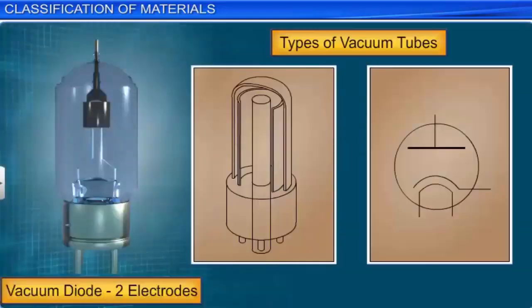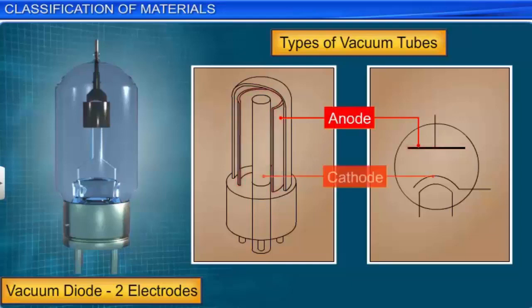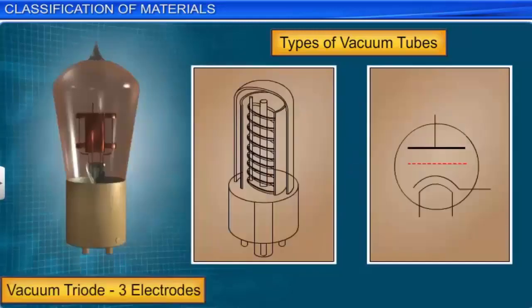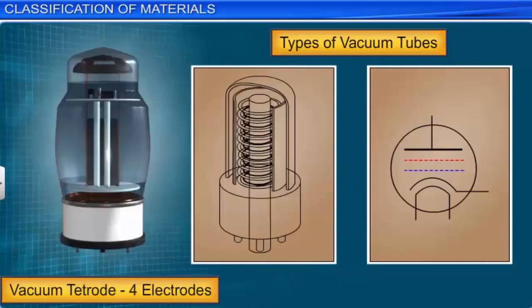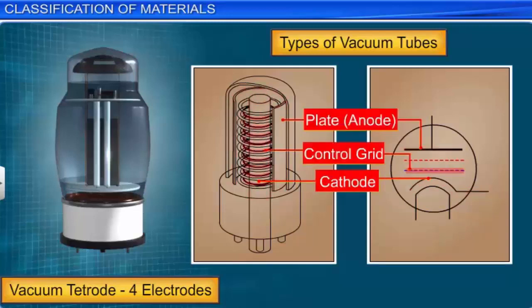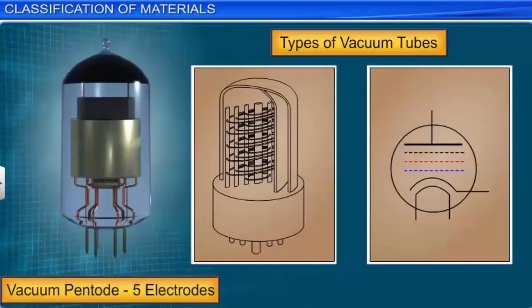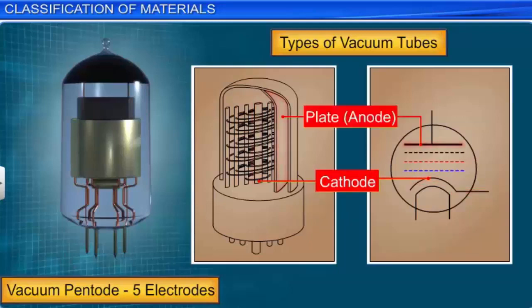The vacuum diode has two electrodes, an anode and a cathode. The triode has three electrodes, a cathode, a plate, and a control grid. The tetrode has four electrodes, a cathode, a plate, a control grid, and a screen grid. And the pentode has five electrodes, a cathode, a plate, a control grid, a screen grid, and a suppressor grid.